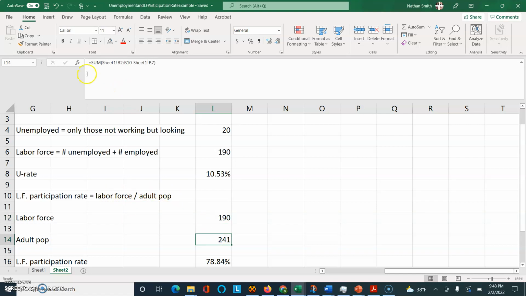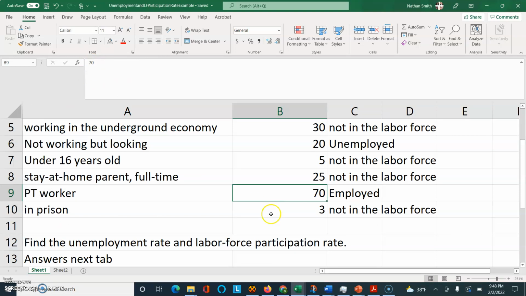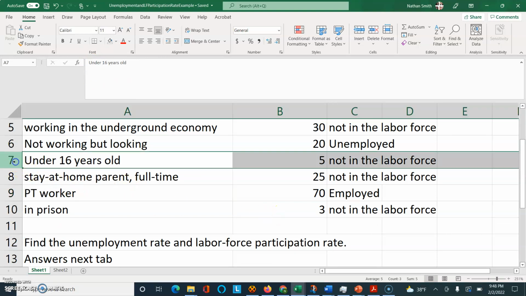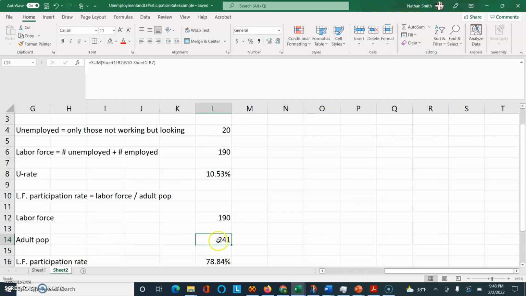Now, what I did here was, if I go back and look at the list, the adult population includes everyone who is not under 16. Okay, so I summed up all those people, and I simply subtracted out the people who are under 16, the 5 of them, which gives 241 in the adult population, and a simple ratio gives you a 78.84% labor force participation rate.